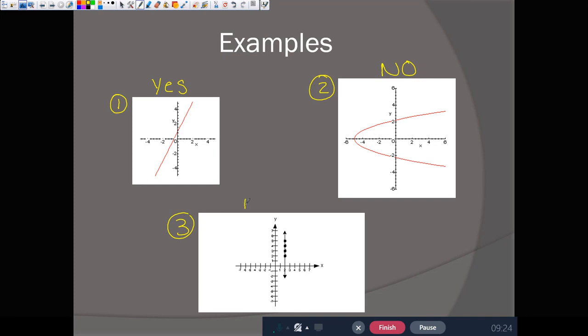So that's how you identify if something is a function. You check to see if its x values repeat, if you have a chart, ordered pairs, or a mapping. And then for graphs, you do the vertical line check. Okay?